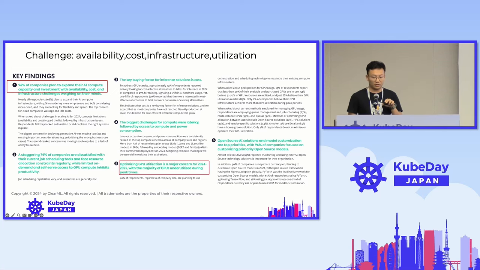AI technology is becoming more and more popular, and all companies are investing in it. In addition to GPU computing capability expansion, cost and infrastructure all require thinking and design, because as we all know, GPUs are really, really expensive. Also, existing AI task scheduling tools cannot meet the needs. At the same time, the actual GPU utilization is a major concern.